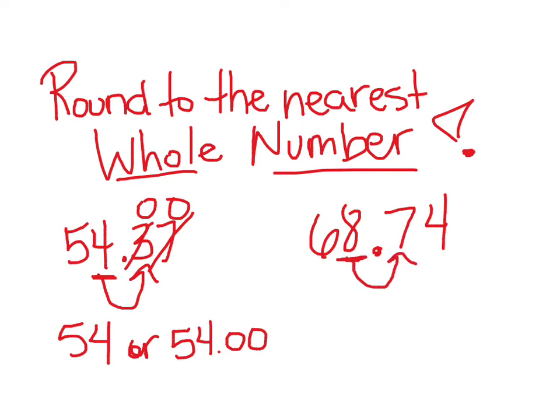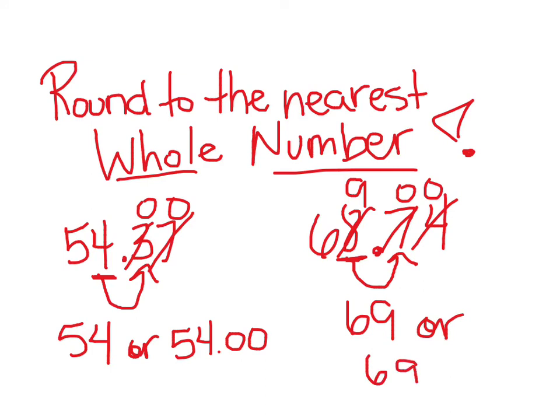Eight's going to go to the 7. The 7 is going to say go up 1. So the 8 becomes a 9. 7 and 4 both become 0. So your answer is 69 or 69.00. Okay, so that's rounding.